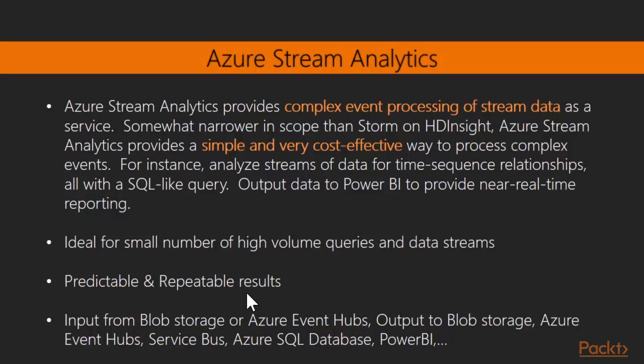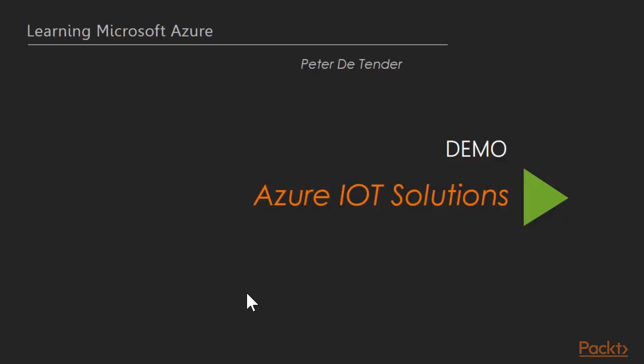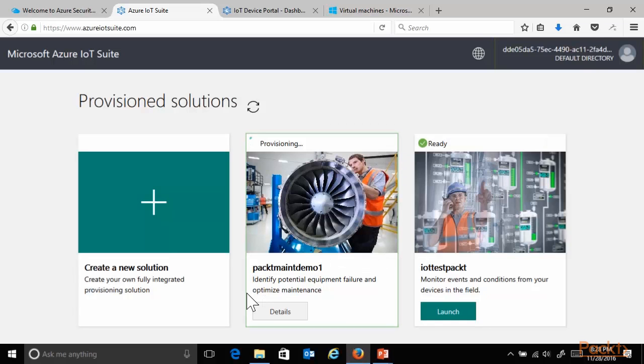Input again is coming from blob storage or Azure Event Hubs, where the output goes to blob storage again, or can be other Azure components like Event Hubs, Service Bus, Azure SQL database, and any other database format, and then using a presentation layer out of Power BI. Now again, I already covered this in the previously discussed IoT reference architecture. And this was a quick introduction to IoT, where I talked about Event Hubs, IoT Hubs, and Stream Analytics.